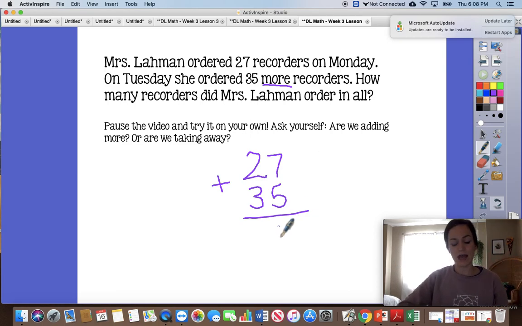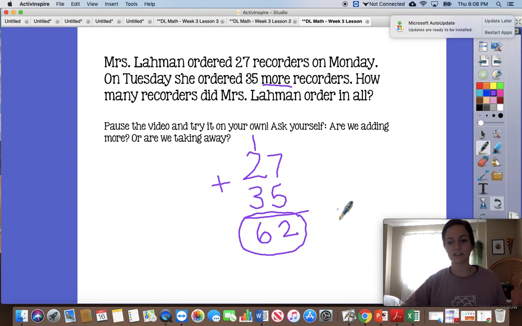Remember when we add and we have 12, I can't just write 12 right here, right? So I'm going to have to erase that. I have to carry my 10 over to the tens place, right? Remember that? Hopefully it's coming back to you. 2 tens plus 3 tens, we've got 5 tens, 5, 6. 6 tens. So Mrs. Lehman now has 62 recorders. Okay, we added them together. She got 27, and then she added 35 more. We put them together, and we got 62 recorders. Let's look at another one.